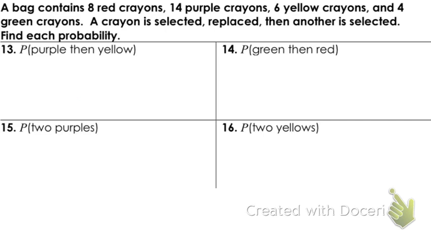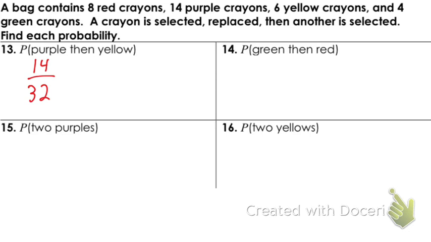Now, after I grab out a crayon, what does it say I do with it? It says it is replaced. So I put it back in the bag and I go grab another one. So does the number of crayons ever change in the bag? No. So what's the probability that my first crayon is purple? Well, how many purple ones are there? There's 14 purple ones. How many total crayons are in the bag, though? 32. Okay. So there's 14 purple crayons in the bag and 32 total crayons. So the odds that I get a purple one are 14 over 32.